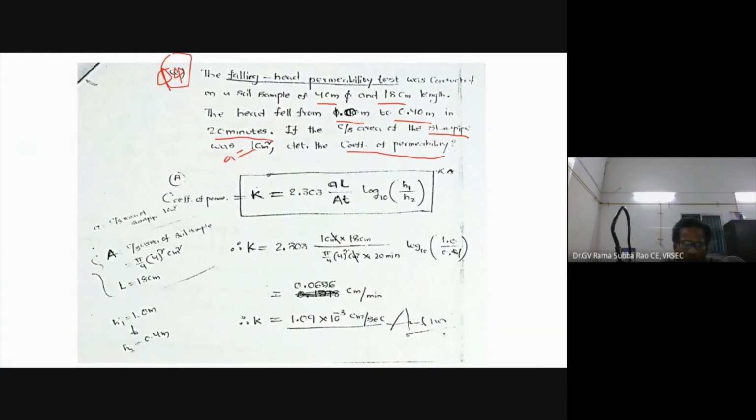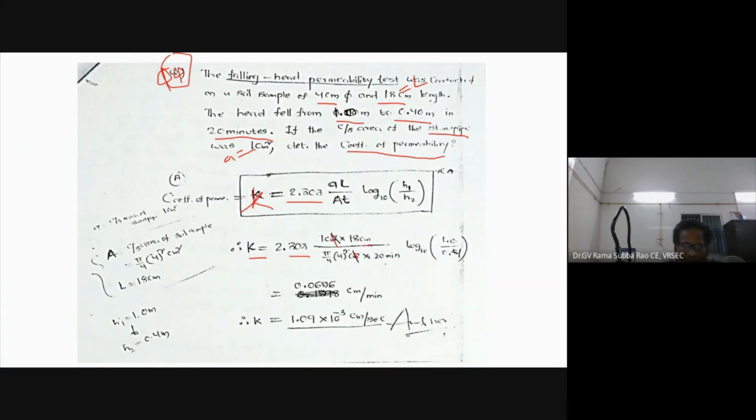I know K is equal to 2.303 aL by At log 10 H1 by H2, with small a, capital L, capital A and small t. Small a is given as 1 centimeter square. Capital L is the length of the soil sample. The diameter is 4, so the area is pi by 4 into 4 square.